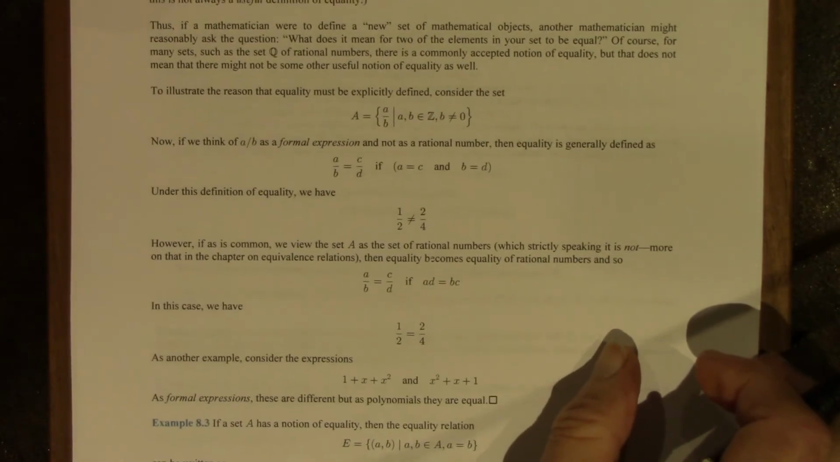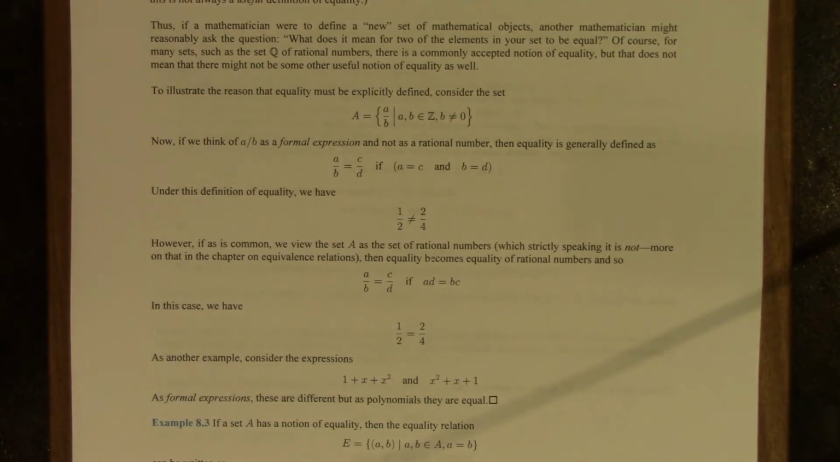For many sets, of course, there's a very common notion of equality. For example, a set of rational numbers. We don't need to explain equality of rational numbers unless somebody asks specifically. It's assumed that the set Q of rational numbers has the usual equality defined on it. But that is an assumption.